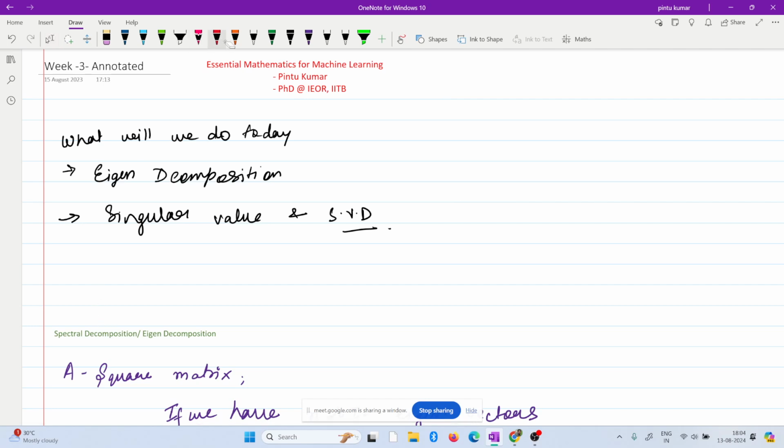So the topics that I plan to cover today is eigen decomposition. We looked at some part of eigen decomposition in the last class. I'll just go over that again. I'm not going to tell you how to find eigenvalues or eigenvectors. I discussed it in the last class. We'll directly go for eigen decomposition. Then we will discuss what are singular values and how we find singular value decomposition. And maybe we can discuss why they are so important and so useful in the area of machine learning.